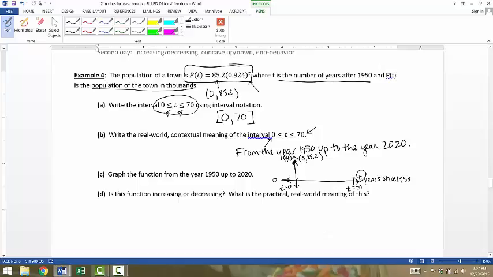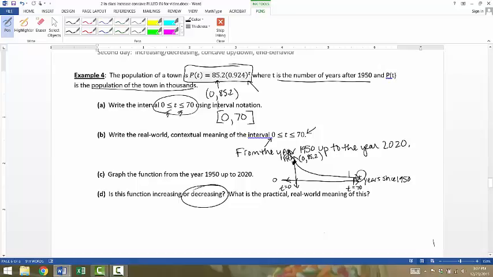So this is a decreasing exponential function. Looks roughly like this. Starts up here on the y-axis at a height of 85.2. It's decreasing concave up, so it looks like this. Is this function increasing or decreasing? And I know it's decreasing because, again, that factor, 0.924, is between 0 and 1.